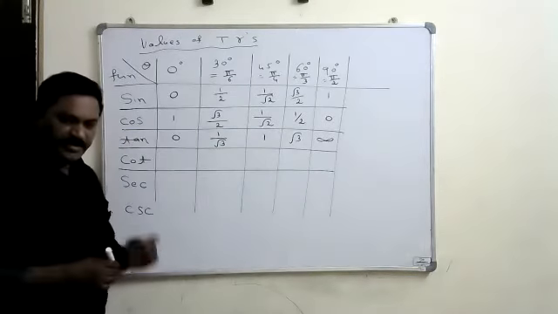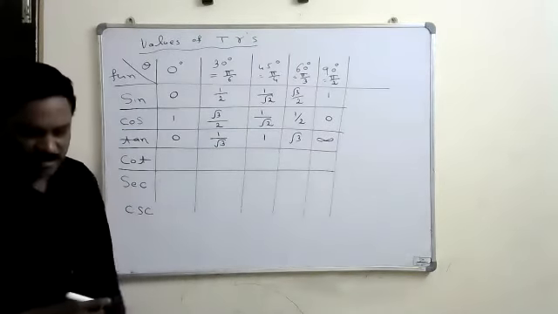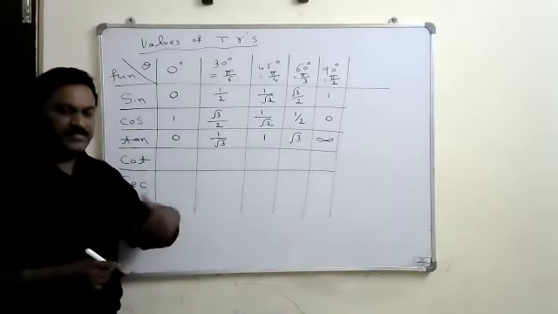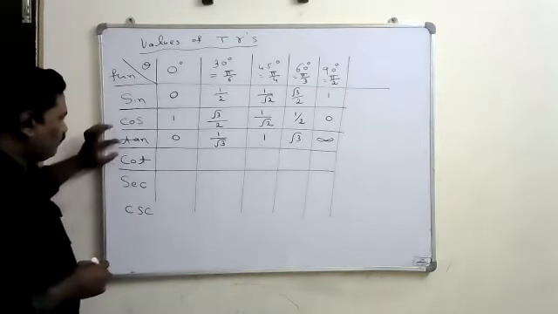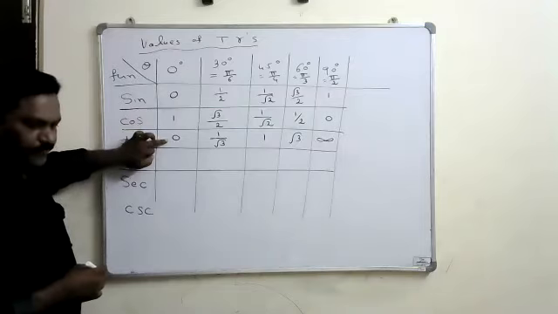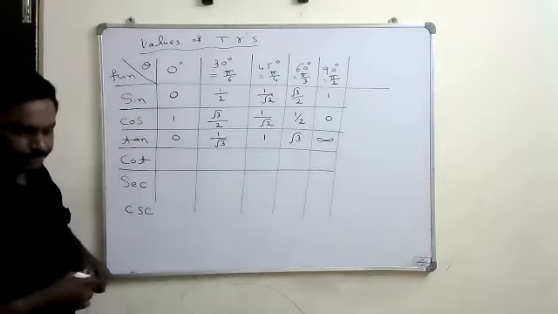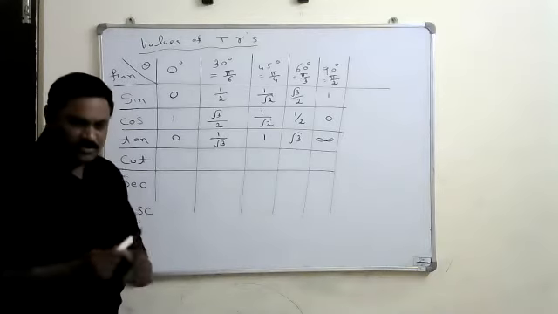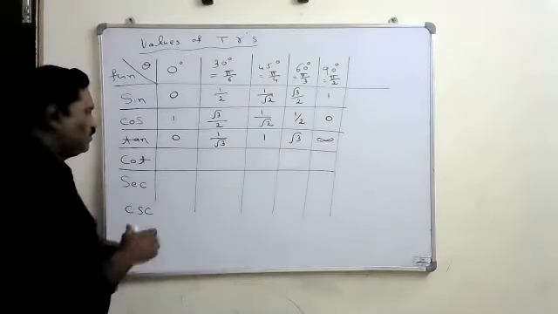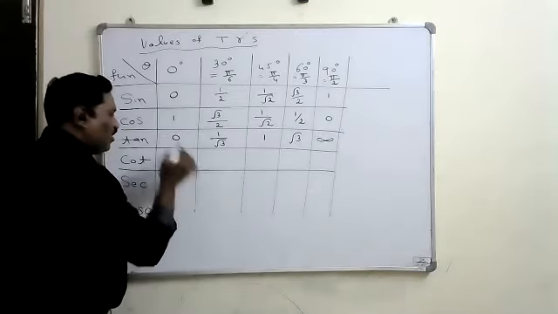Now the values of cot. Since we know that cot theta is the reciprocal of tan theta, therefore tan 0 is 0, and cot 0 is its reciprocal. What is the reciprocal of 0? Not defined. 1 by 0 is called not defined.